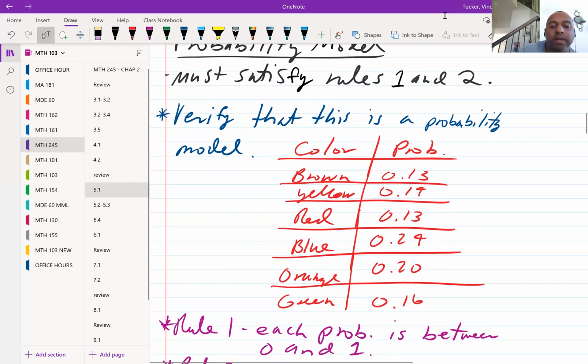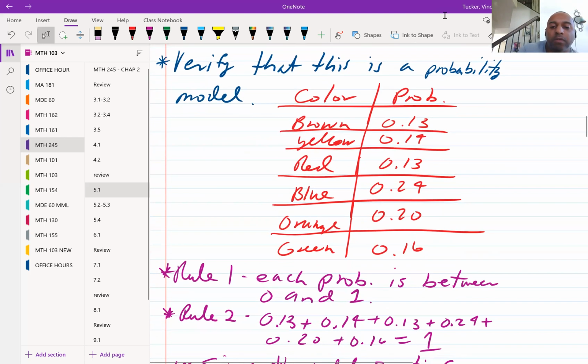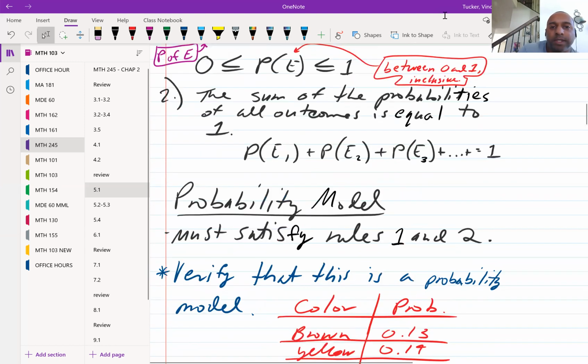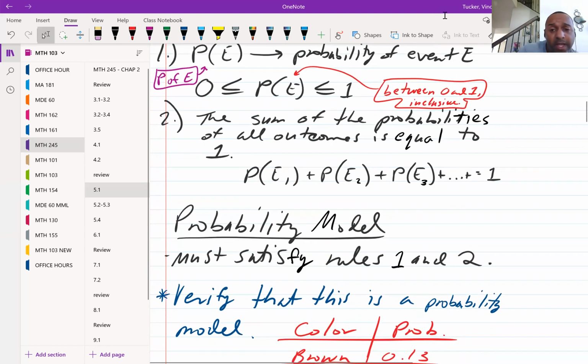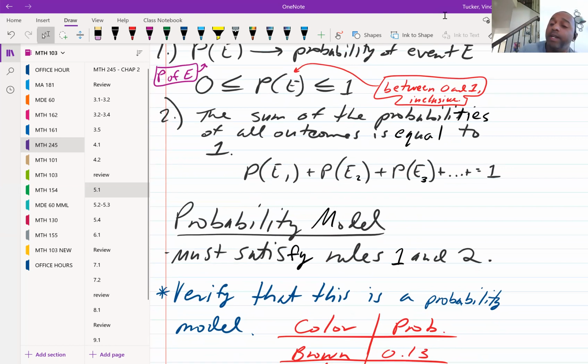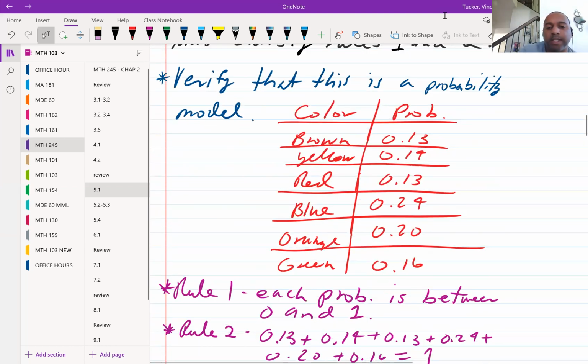All right, so let's look at it. Rule 1 and rule 2. Rule 1 is that your probabilities all have to be in between 0 and 1. Rule 2 is that when I add up all these probabilities, they will equal 1. Cannot be less than 1, cannot be more than 1, has to equal 1.